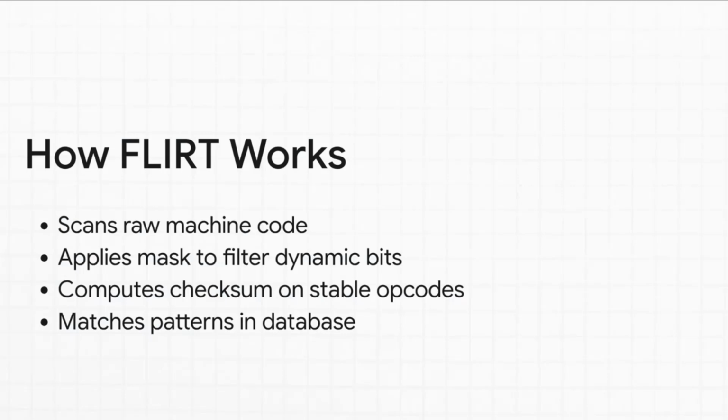Now you might be wondering, how does it actually pull this off so accurately? Well, the technical mechanics are pretty clever. It scans the raw machine code, sure, but compiler output shifts around in memory. So FLIRT applies an execution mask to filter out those volatile, fluctuating memory addresses. Then it computes a checksum only on the stable opcodes, the parts of the instruction that never change, and matches those reliable byte-level patterns against its massive signature database.